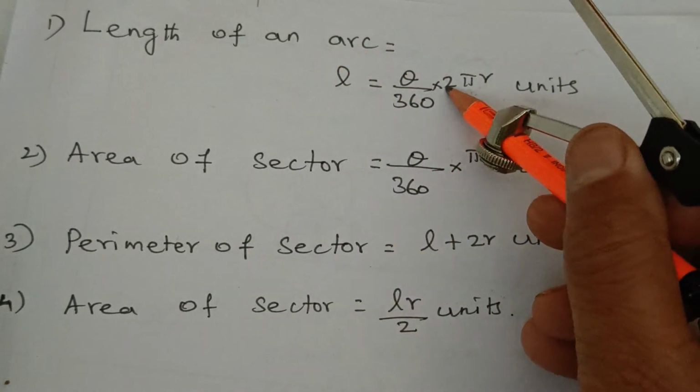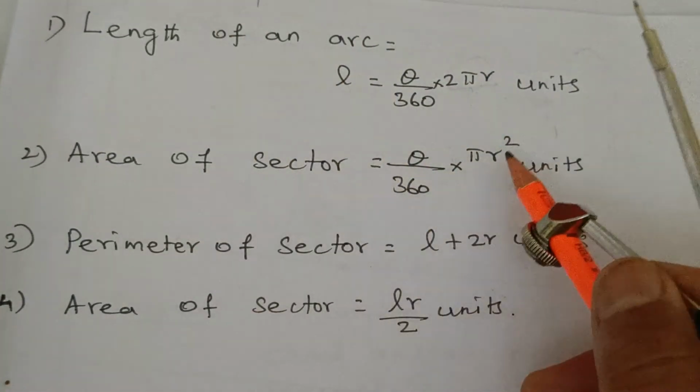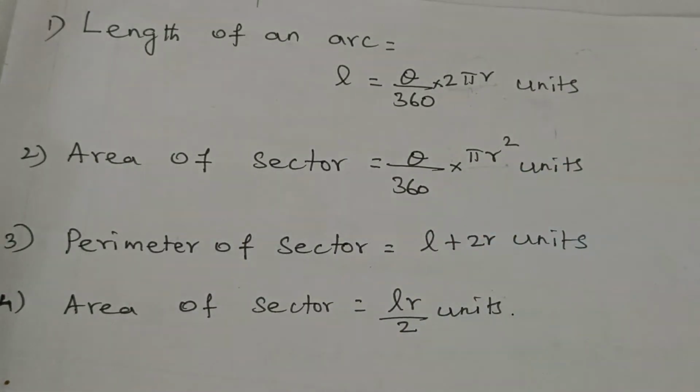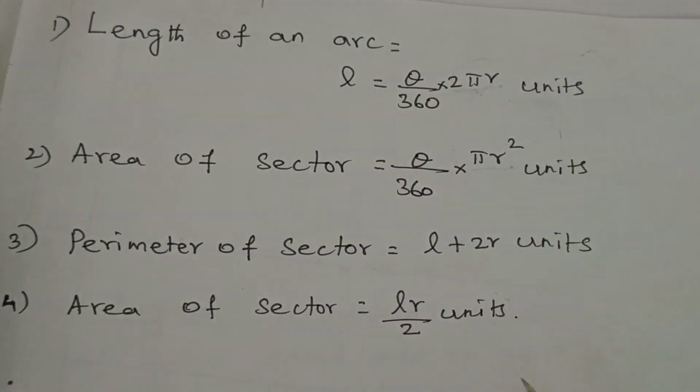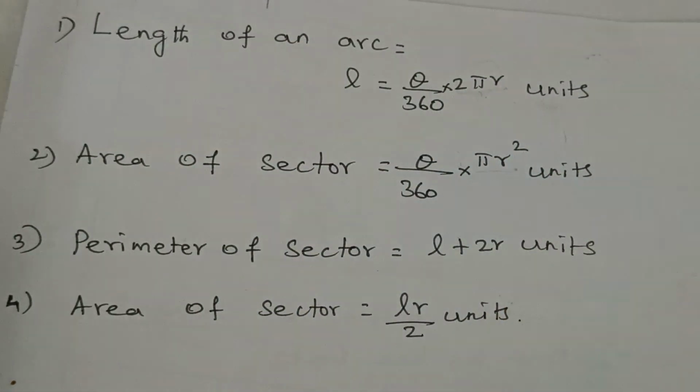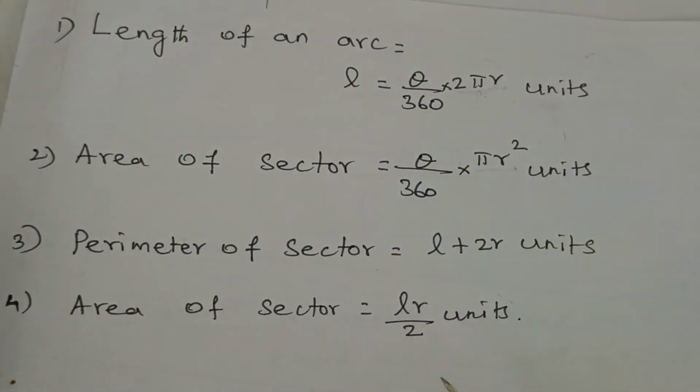Length of the arc, you should write the circumference formula. And area of a sector, we should write area of a circle. So this is how we can remember the formula. Length means 2 pi r, circumference. Area means area of the circle, pi r square. And theta by 360 is common in both.